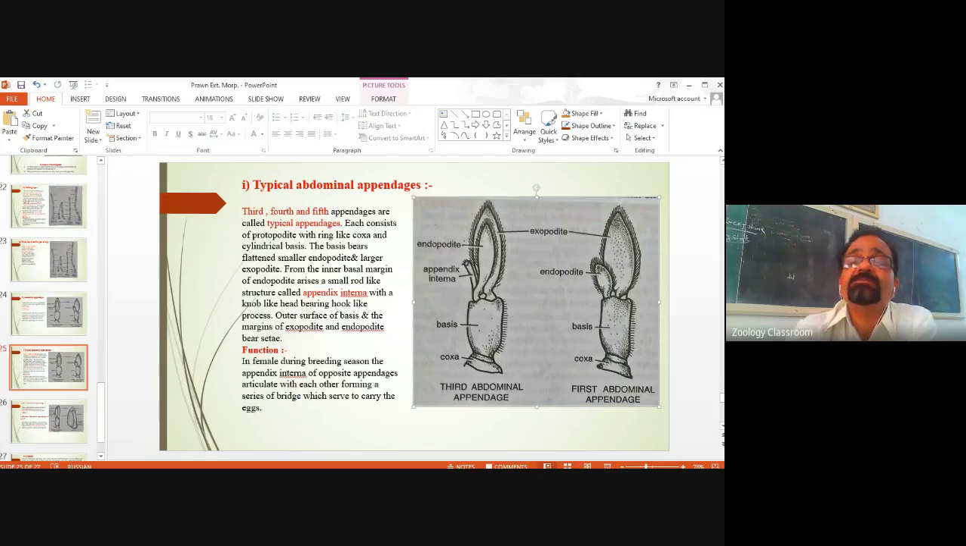these are the setae present. काय फंक्शन आहे, आता सगळ्यात महत्वाचा पॉइंट आहे की इन फिमेल ड्यूरिंग ब्रीडिंग सीझन appendix interna of opposite appendages articulate with each other forming a bridge which serve to carry the eggs. म्हणजे कुठल्या, तिसऱ्या चौथ्या आणि पाचव्या, जो प्लिओपोड आहे.